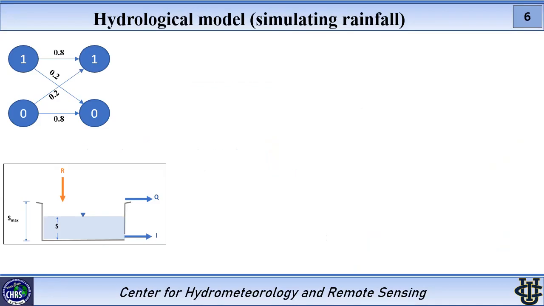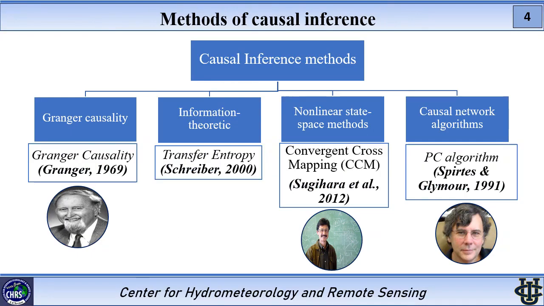Each of these methods relies on a set of assumptions, which I'm not going to discuss because of time constraints. But what I want to say here is that all of these methods, except convergent cross-mapping, are based on an assumption of stochastic processes. Convergent cross-mapping, on the other hand, is based on an assumption of deterministic processes. So keep that in mind. And these are the methods that I used in my experiment, which I'll tell you about in a minute.